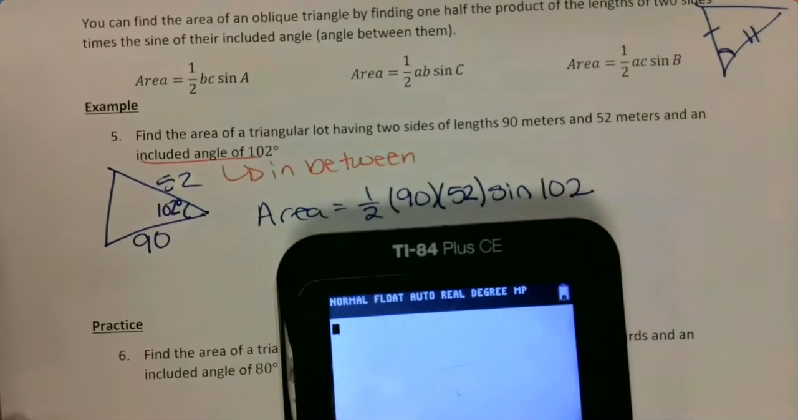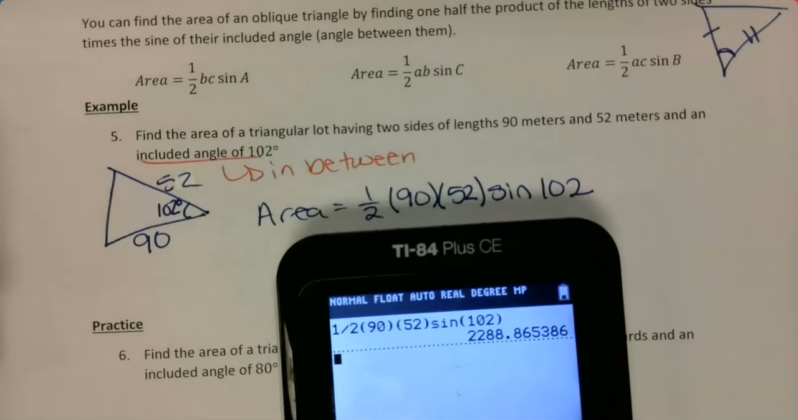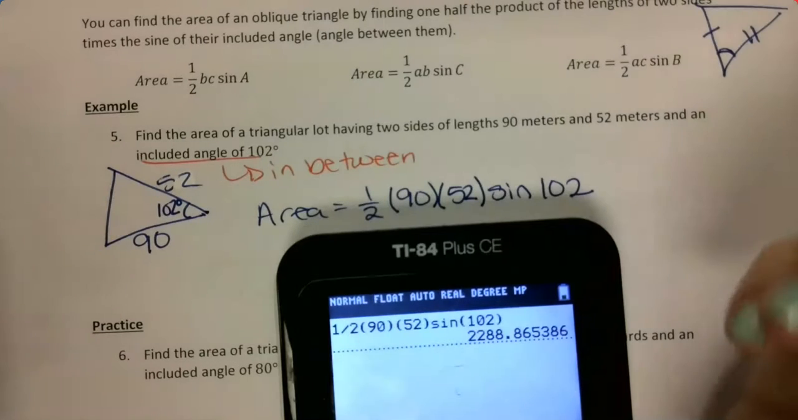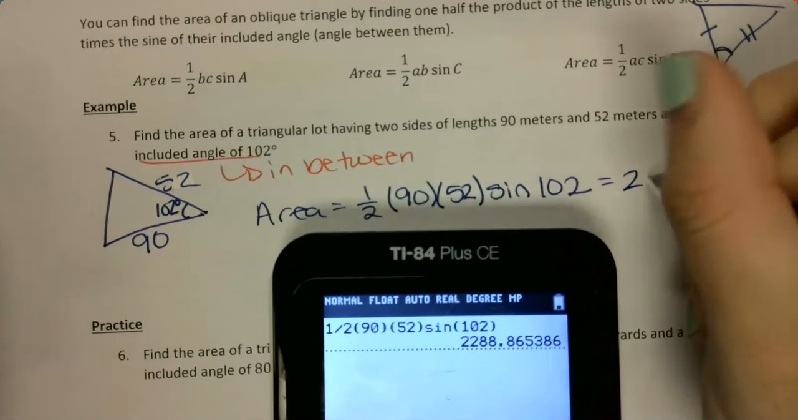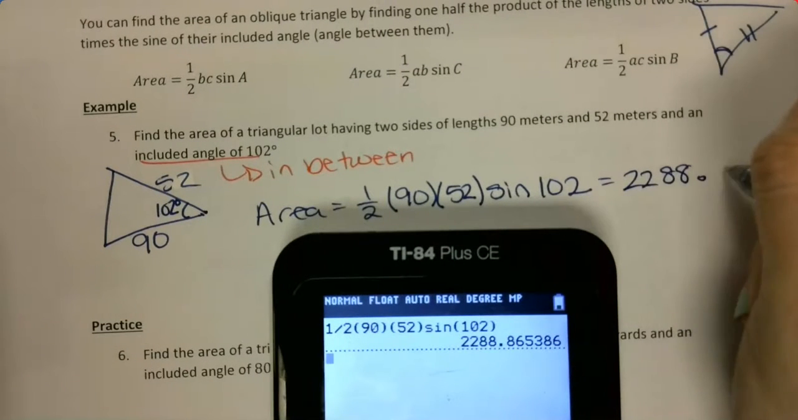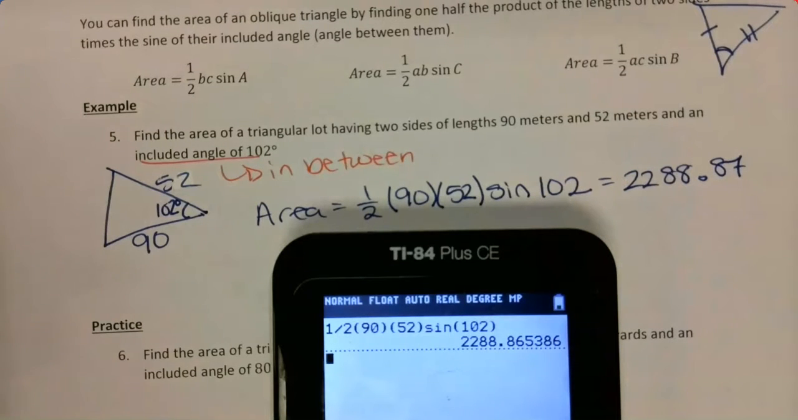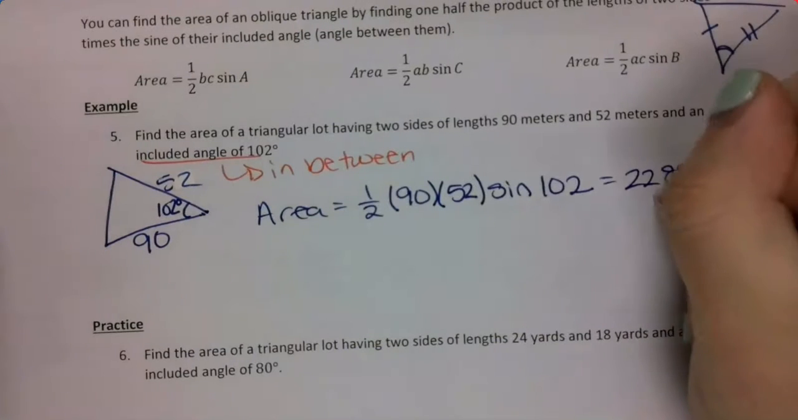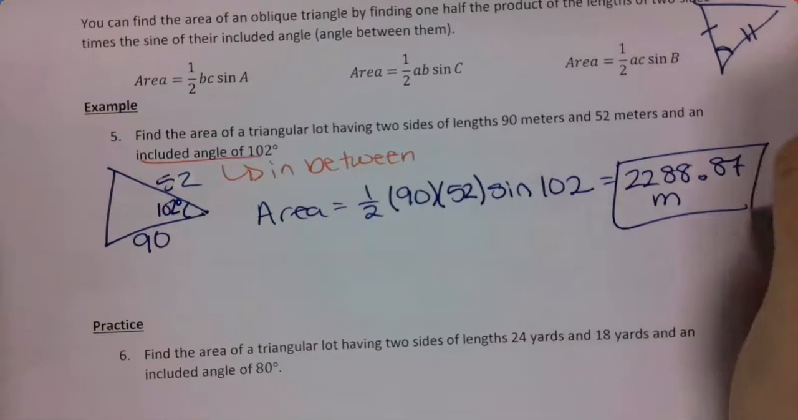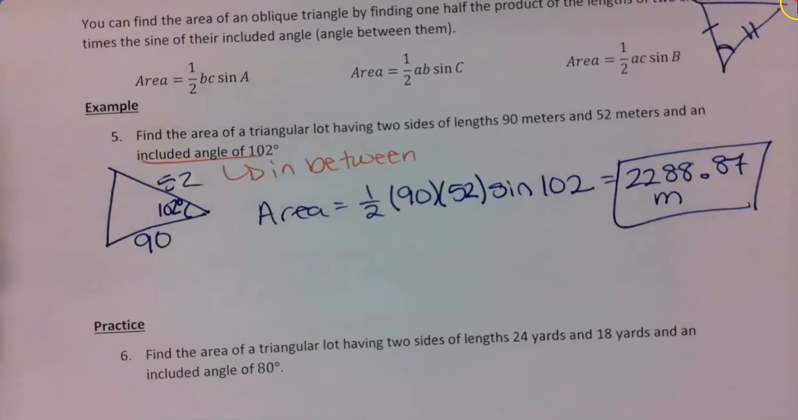So then I just want to type this in the calculator. Which gets me 2,288.87. And then what's my units on this problem? Meters. So questions on area? Yeah, area is pretty easy when it's this one.